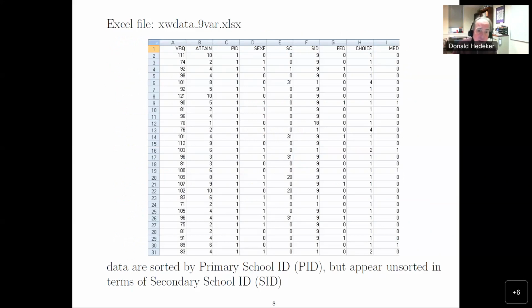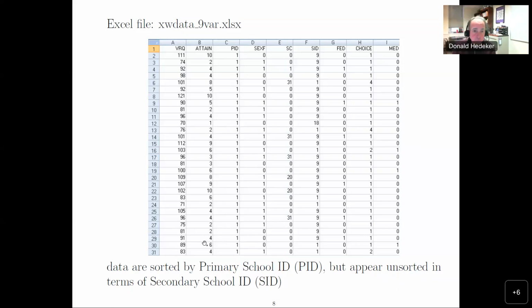This shows an Excel file. Again, this is in the materials that I've made available, so you can actually do these analyses. Here the data are sorted by the primary school ID. You can see that's the PID variable. So everyone here is in the first primary school, but they're not sorted by secondary school ID. Okay? Most of the software doesn't really need the sorting. They can figure it out. So no concern there. And here's our attainment score that we're going to be modeling, the dependent variable.